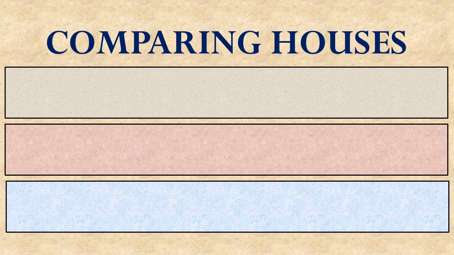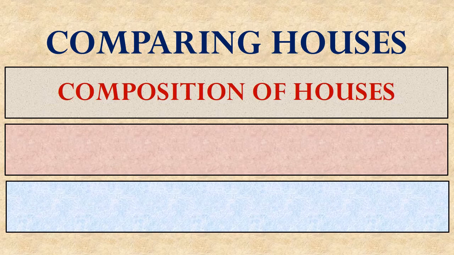The way we're going to organize this lesson is talk about 3 ways that we can compare these two houses of Congress. The first way that we're going to compare is their composition. In other words, how they're made up, how they're composed.